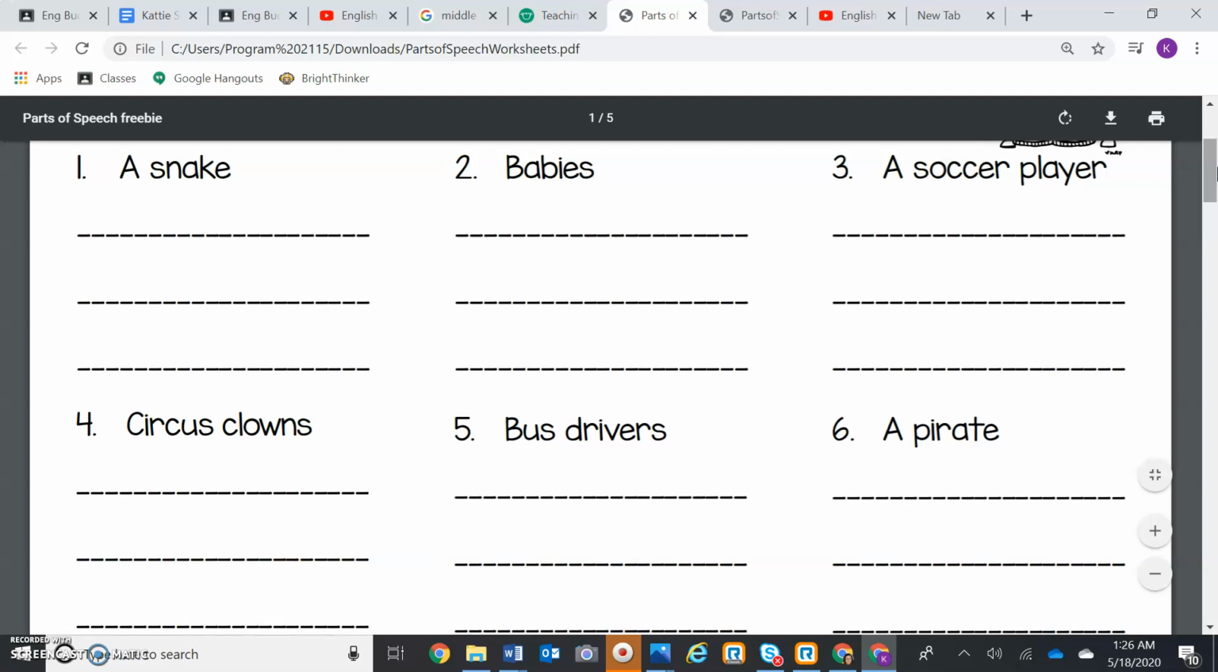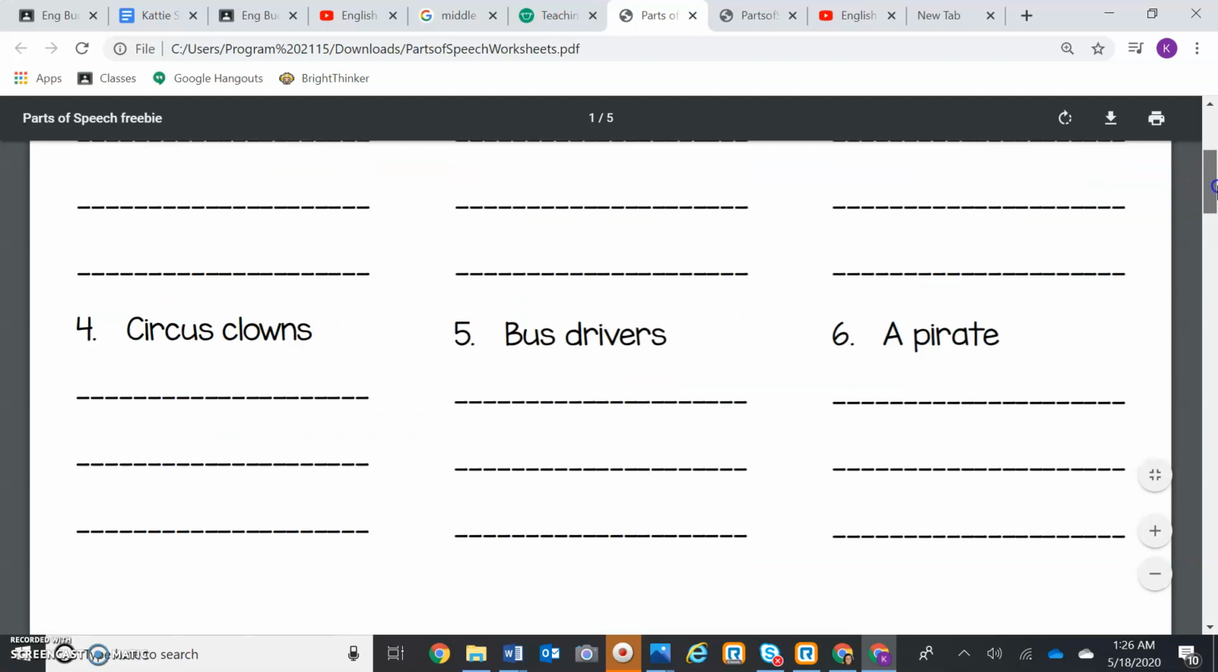Number 6, what are some things that a pirate might do? A pirate might take, because they take stuff. They might sleep, because they can't stay awake all day. They might run, because they have someone's stuff they stole, so they have to run away from the person that's trying to get their stuff back. So run, sleep, hide, take, whatever. You write down 3 things a pirate might do.